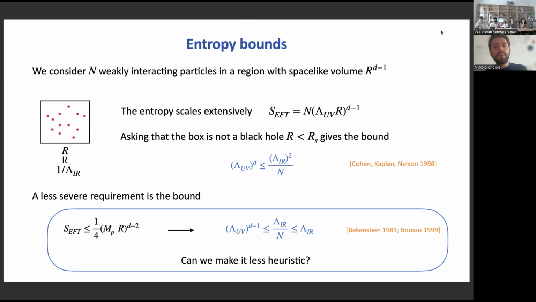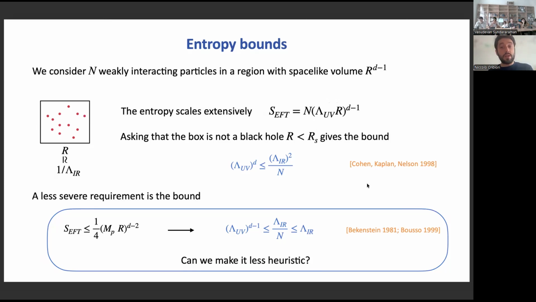So what are people typically doing in a very basic way with entropy bounds? You consider a system like a box with n weakly interacting particles, and you know that the entropy will scale extensively. It means with the volume of the box, which we can parameterize in terms of the size and the ultraviolet cutoff. And extensively means there is a d minus 1 power here, okay? It's the spatial area, let's say, volume.